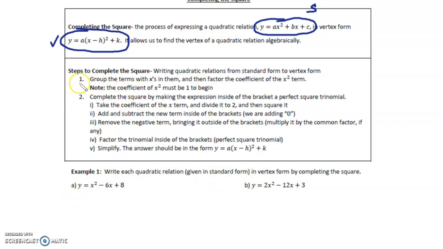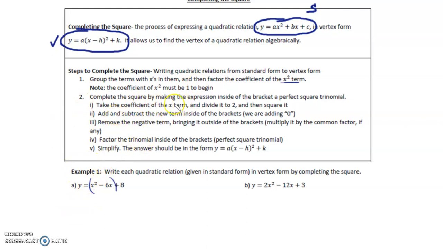Okay, so number one, what we do is we group the terms with the x's in them. So x squared and 6x. Okay, and then we have to factor out the coefficient of the x squared term. Note that the coefficient of the x squared term has to be 1. Well, it's already 1, so we can just skip that little step there, and we can move on to 2.